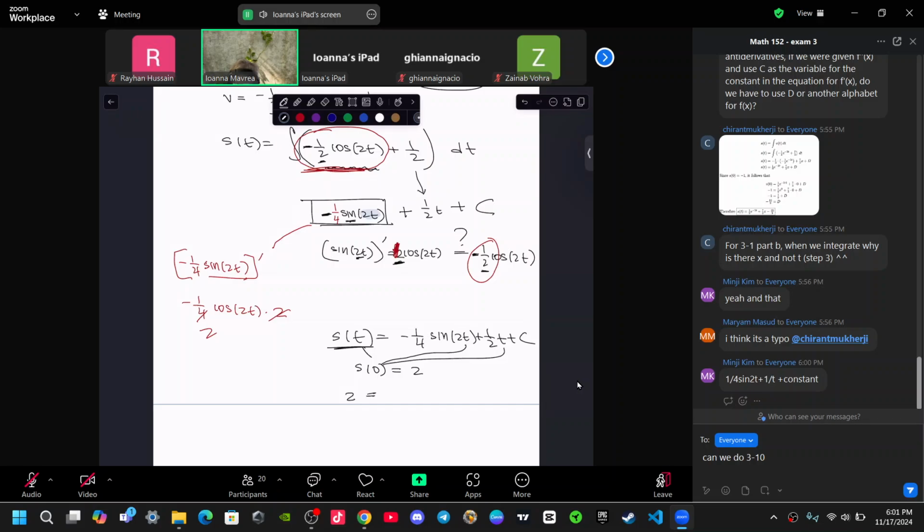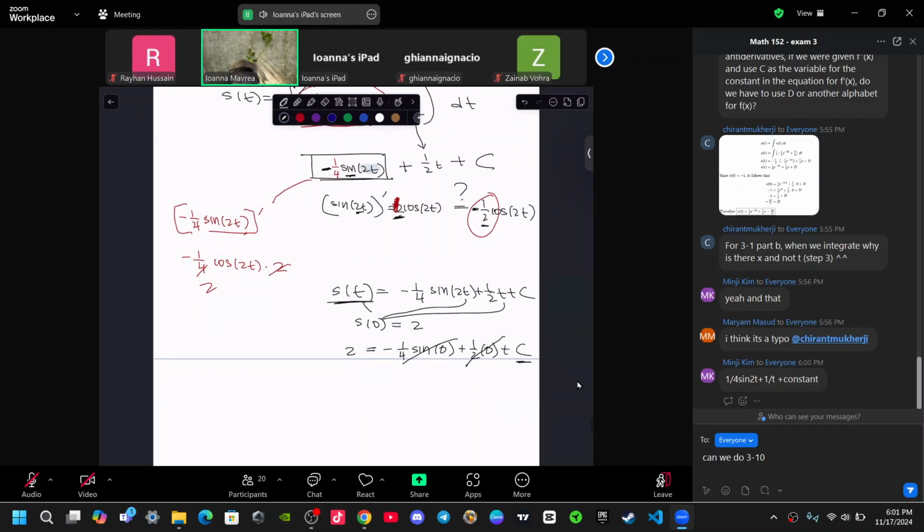So 2 is equal to -1/4 sine of 0 plus 1/2 times 0 plus c. Sine of 0 is 0, 1/2 times 0 is 0, so c is 2. So s then is -1/4 sine of 2t plus 1/2 t plus 2. Okay?